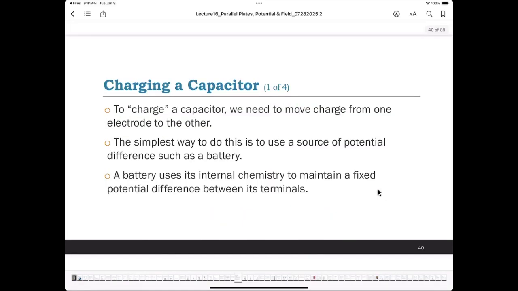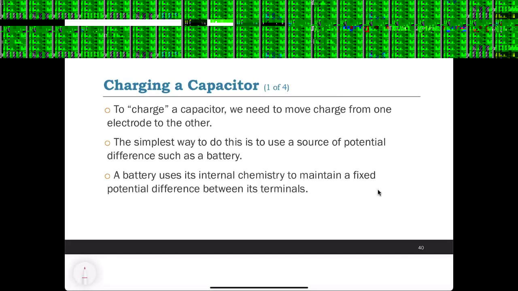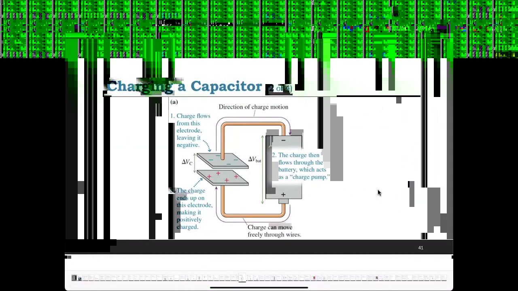The simplest way to do this is to use a source of potential difference, such as a battery. A battery uses its internal chemistry to maintain a fixed potential difference between its terminals. If you want to charge a capacitor, you can use a battery. This is how to charge the capacitor.